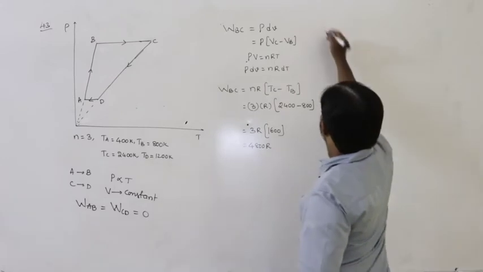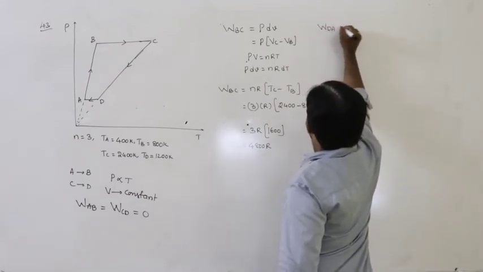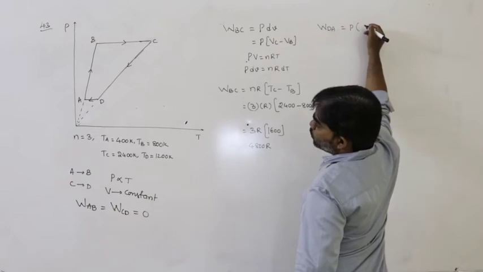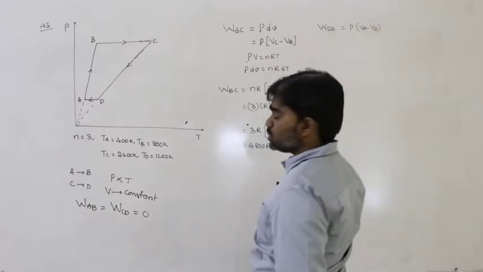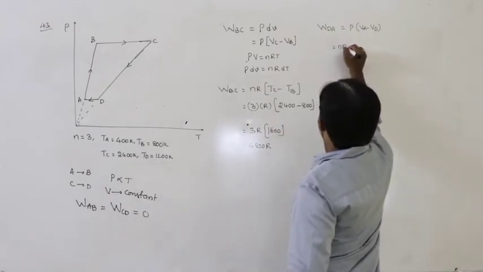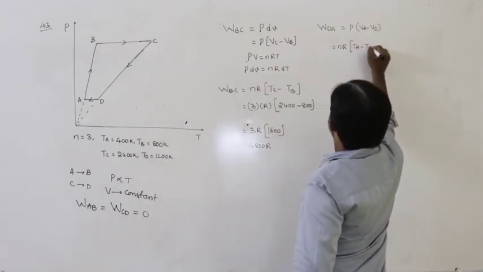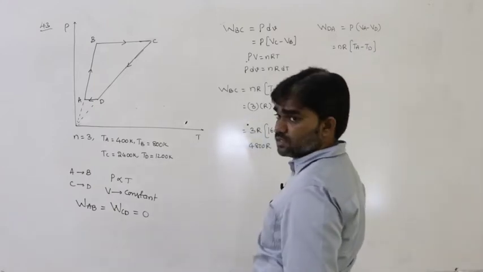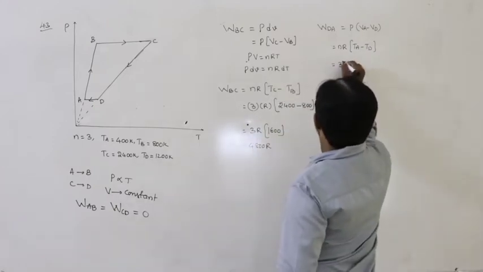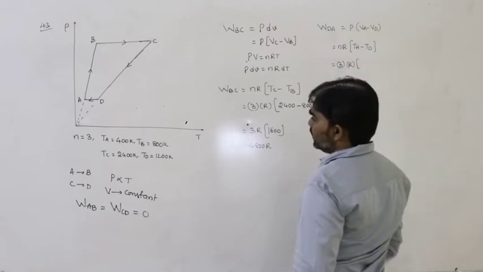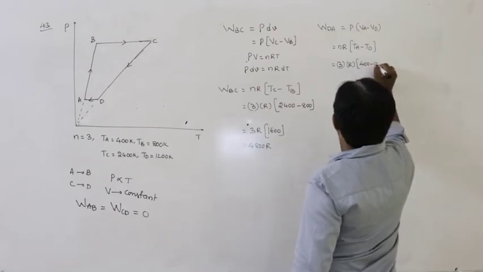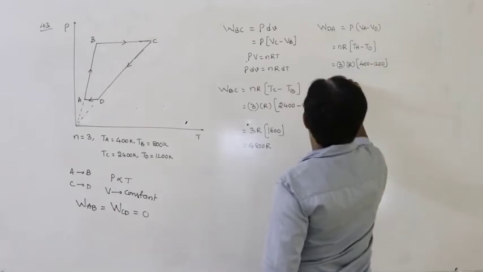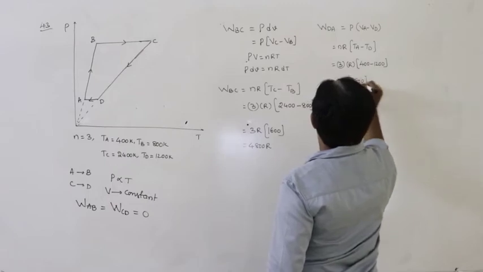Next, work done in between D to A, again P into VA minus VD, final volume minus initial volume. So this can be written as nR into TA minus TD. n is 3, into R. Temperature at A is 400, temperature at D is 1200. So 3R into minus 800, that is minus 2400 R.